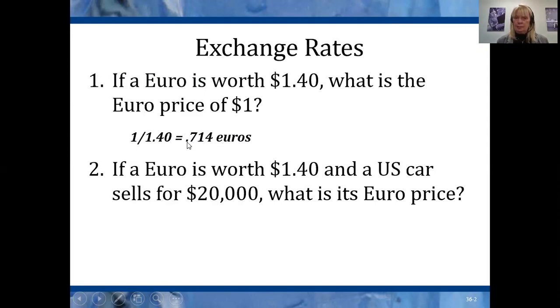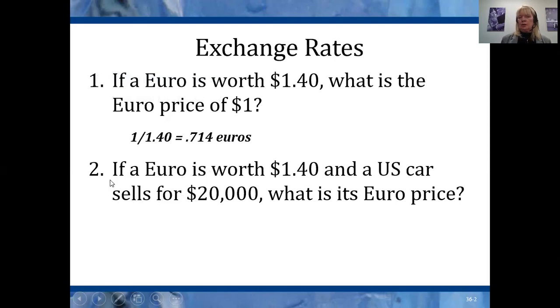0.714 is how many euros you get for 1 US dollar. If you want 1 euro, it costs $1.40 US. If you have 1 US dollar to spend, then what you're going to get is 0.714 euros. Or conversely, if you want to buy $1, it will cost you 0.714 euros. I hope that's clear. I think you've got it.